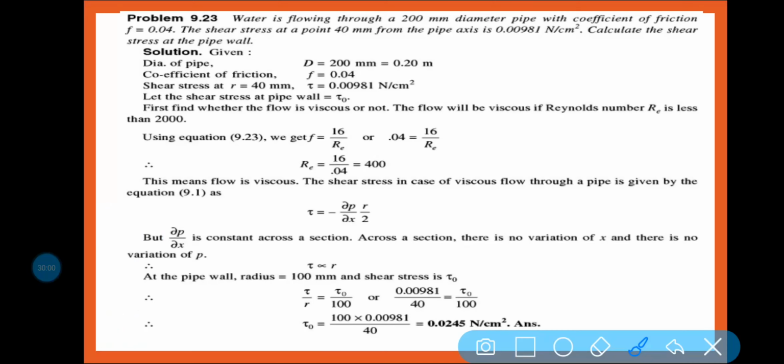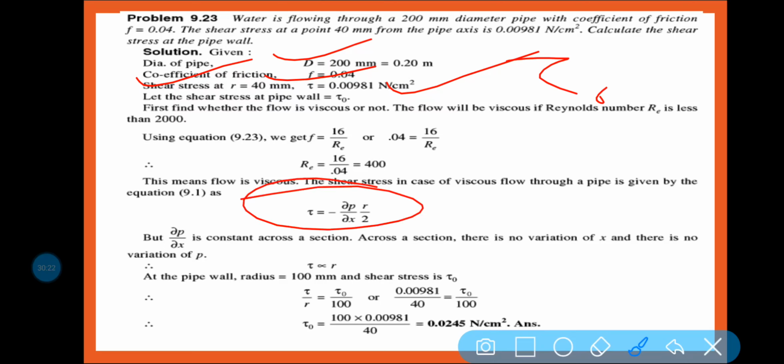So here you can see the diameter D is given, coefficient of friction F is given, radius r is given, and shear stress at r radius is given. Let the shear stress at the pipe wall be tau naught, and the formula you know. This is the formula: minus del P by del X into R by 2.